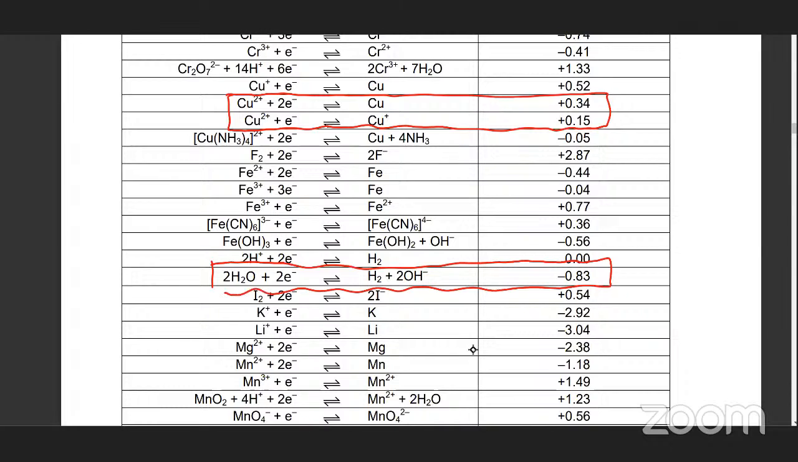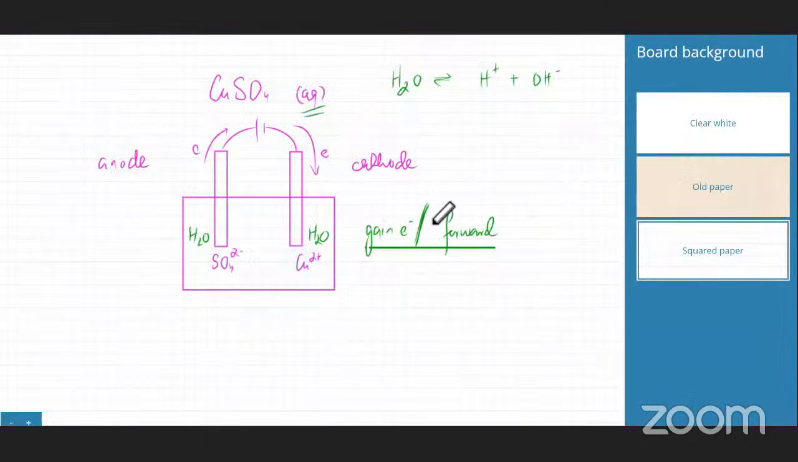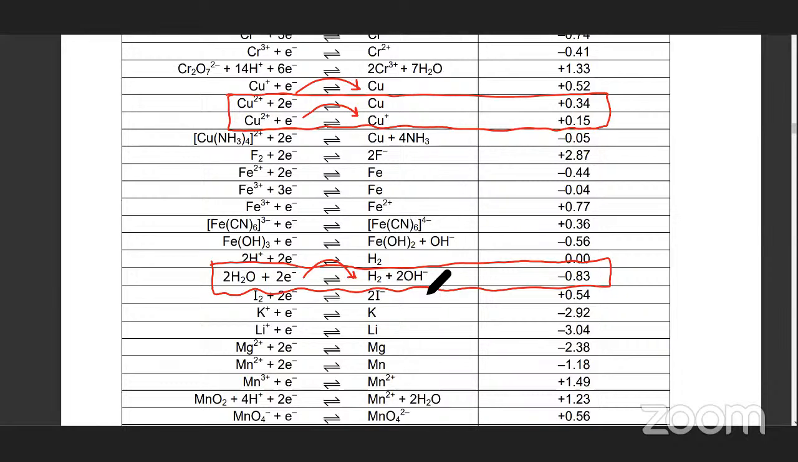So look for the equation in the forward direction. All of these equations, I'm looking at them in the forward direction because at the cathode, they're going to gain electrons. So you're going to write these three equations, and then you're going to decide which one is going to gain electrons. The one that has the highest tendency to gain electrons is the one with the highest E naught. So you're going to look for the equation with the highest E naught, and that over here comes out to be the copper equation.